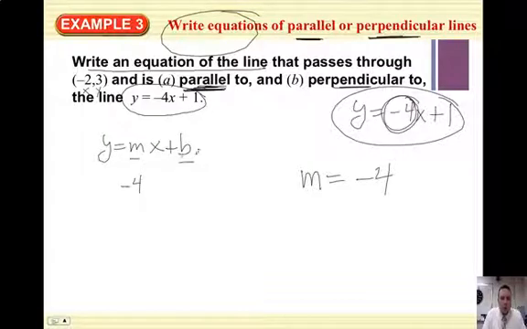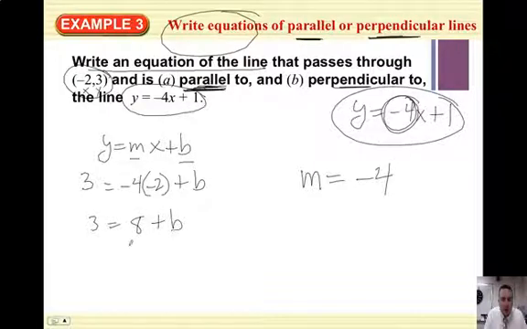Do we have the b? No, we don't. It doesn't tell us the b, but it tells us negative 2, 3 is on the line, which is your x and your y. So for x, I'm going to put negative 2. For y, I'm going to put 3. Plus, you don't know the b, so that's what we're trying to find. Here we go. 3 is equal to, this becomes 8 plus b. Minus 8, minus 8, b equals negative 5.